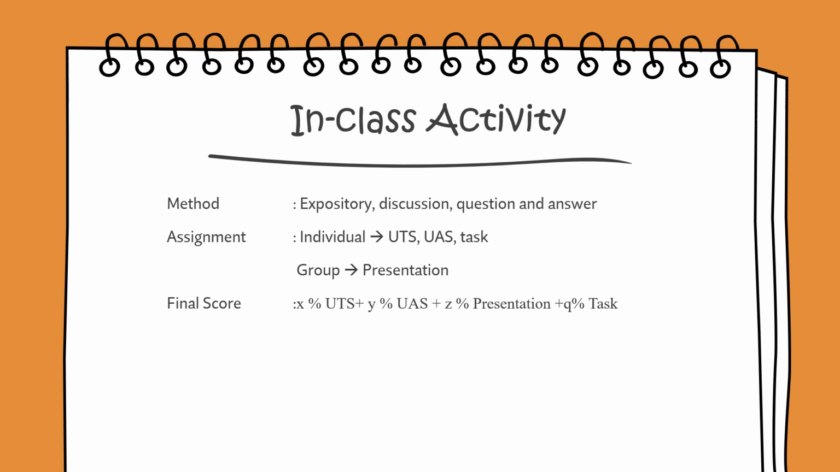There are two types of assignment. The first one is individual: there are a mid-task, a final task, and also individual tasks. And the second one is group presentations. You have to present something in front of the class. Talking about the final score, it's the average of all the scores from the mid-test, final test, presentation, and also tasks.